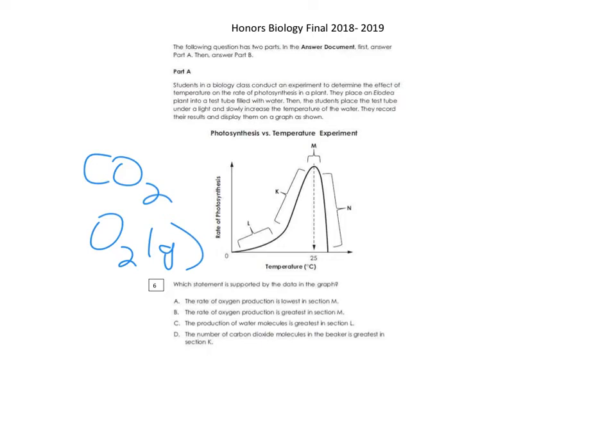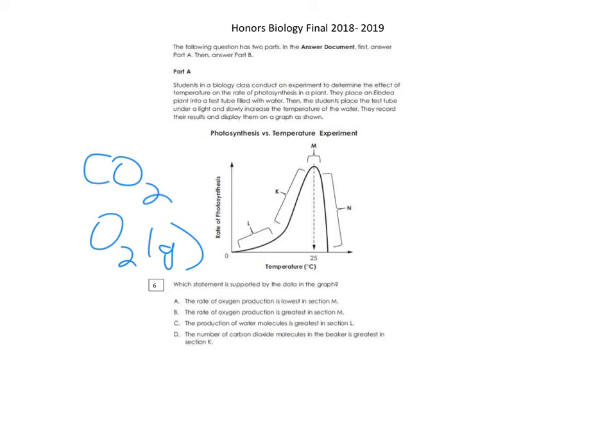If you read the question, it says which statement is supported by the graph. So we have to worry about these 2 gases. What's going to happen to CO2 as you move through photosynthesis? Are you producing CO2 or are you using CO2? Are you producing oxygen? Are you using oxygen? As you increase photosynthesis, are you producing more oxygen? Are you using up more CO2? That's what you have to think about.